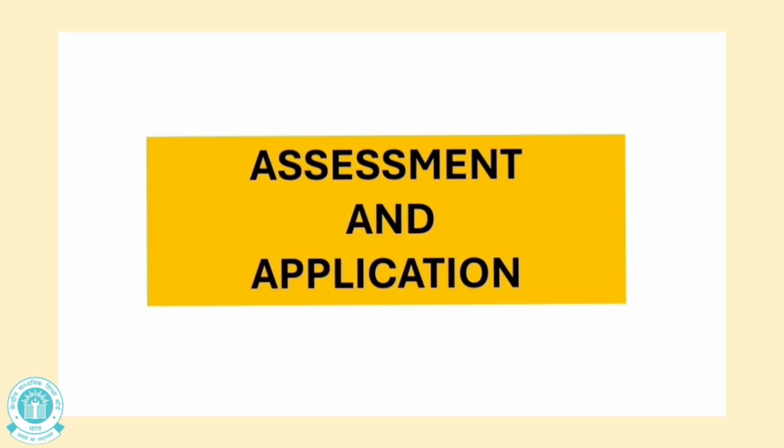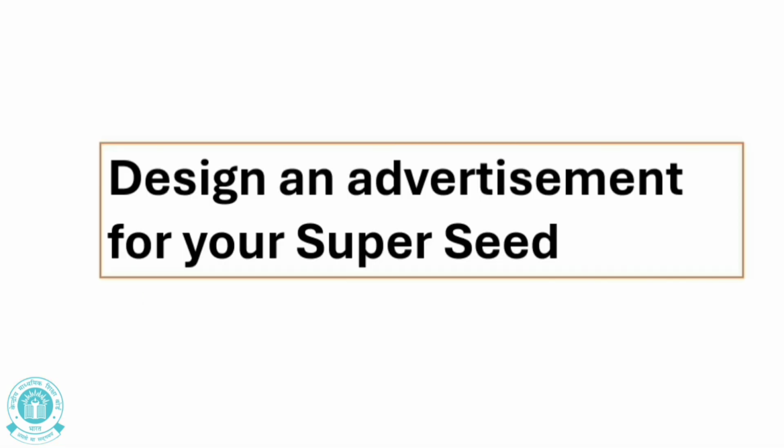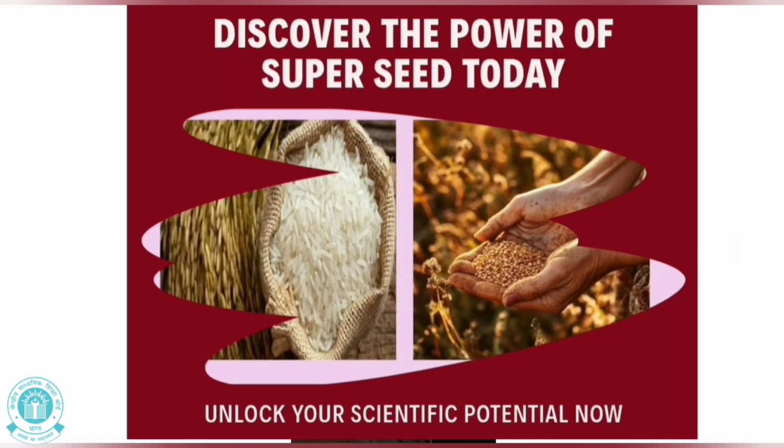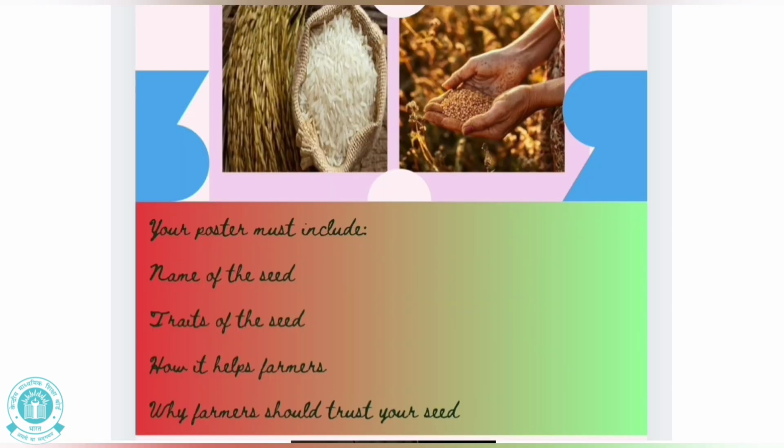Now, dear facilitators, assess and apply the concept, challenge students creatively. Dear students, now imagine you work at an agricultural innovation company. Design an advertisement for your super seed. Your poster must include the name of the seed, traits of the seed, how it helps farmers, why farmers should trust your seed. Friends, with the poster, we are integrating art and science, nurturing multidisciplinary learning among learners.